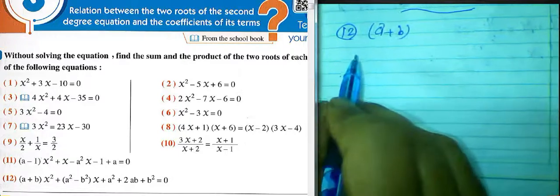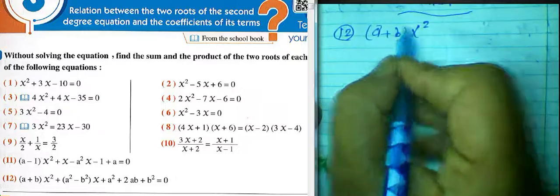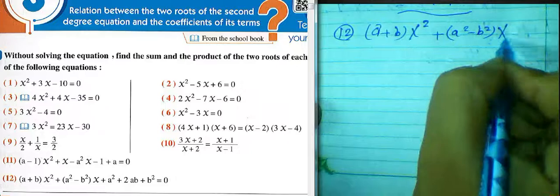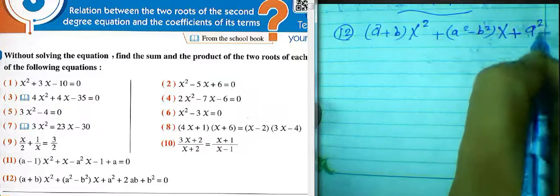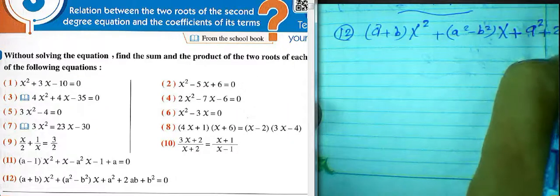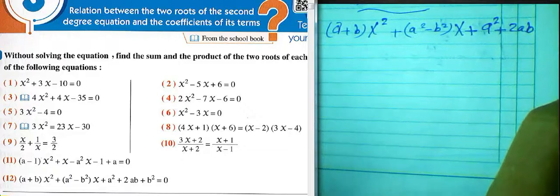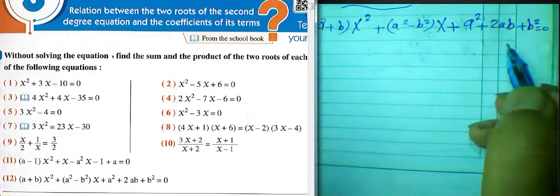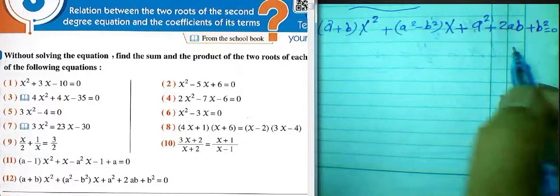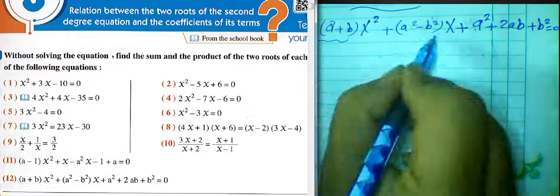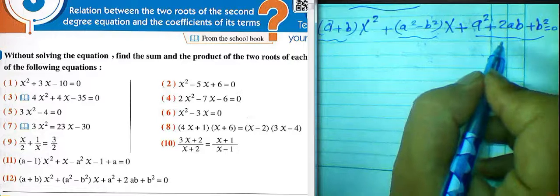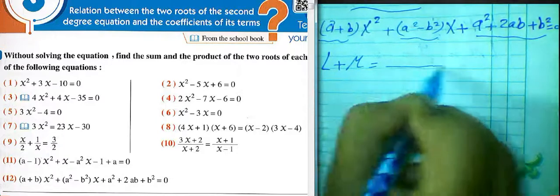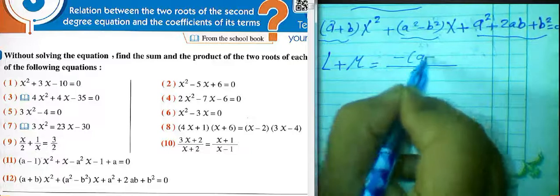Okay, question number 12. (a + b)x² + (a² − b²)x + a² + 2ab + b² = 0. Look with me at this equation. We have a, b and c. It's a constant. Okay, so we can find the sum of the two roots: L + M equals negative (a² − b²) over (a + b).